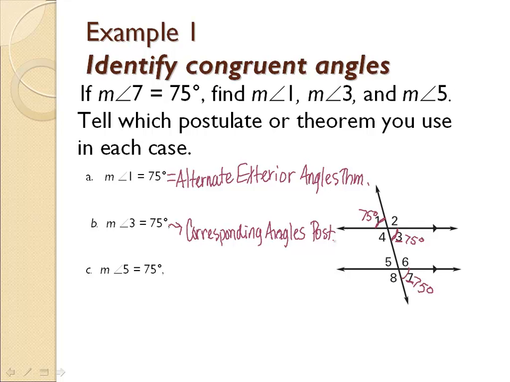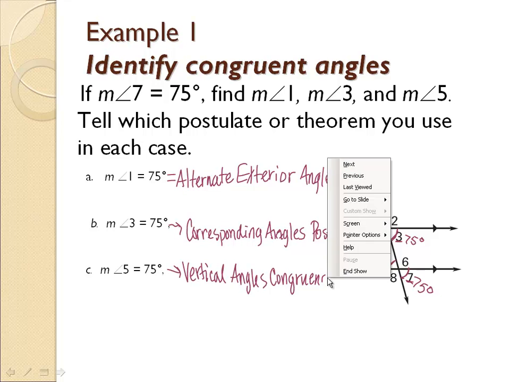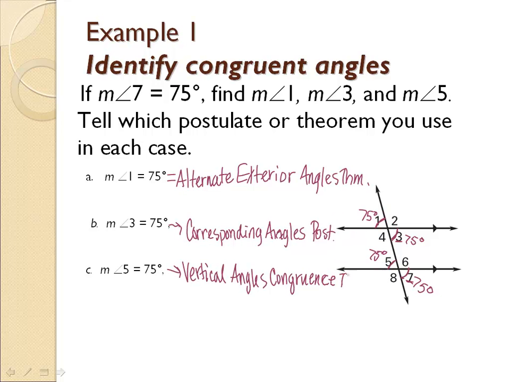And the measure of angle 5, well, angle 7 and angle 5 are obviously the same. They're both 75 degrees. We've talked about this one before as well, but that's because of the vertical angles congruence theorem. So try the next example on your own. Try extra example 1 on your own. Pause the video and try it.